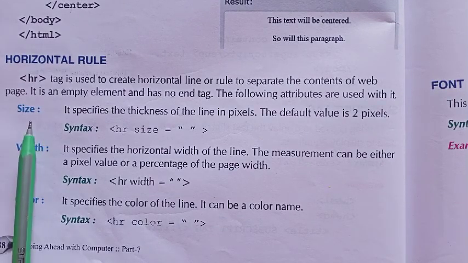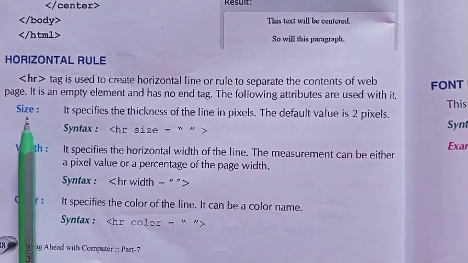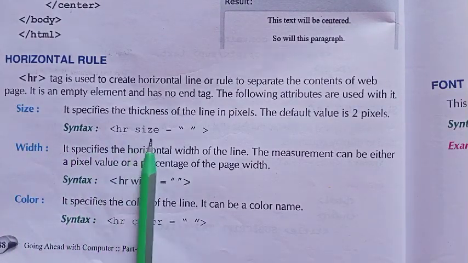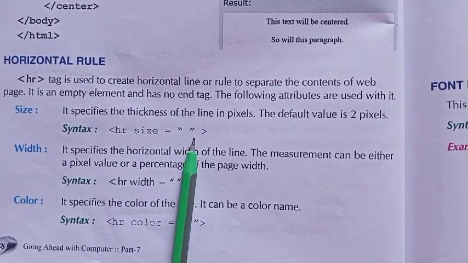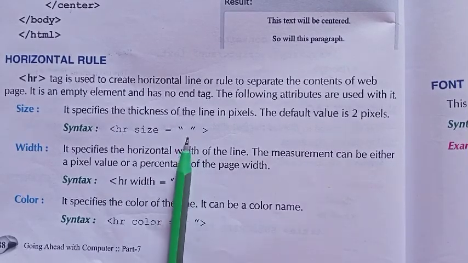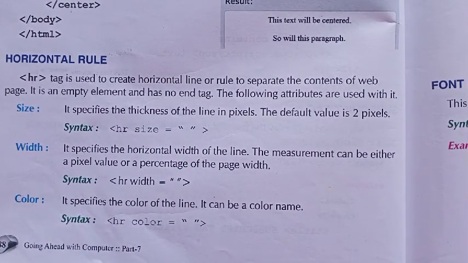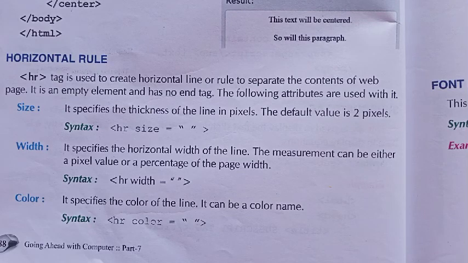The attributes are: first, size. This will decide the size of the line, size of your rule, that is the thickness of the line, and it appears in the pixels. The thickness is always given in the pixel. The syntax will be: first you have to write down HR, then you have to write size, then you have to give the size in the numbers 2, 3, 4, 5, 10 pixels, whatever thickness is desired by you. If you will not give any value for size, by default system will create a 2 pixels thick line, thick rule on the page. Remember, by default it is 2 pixels.